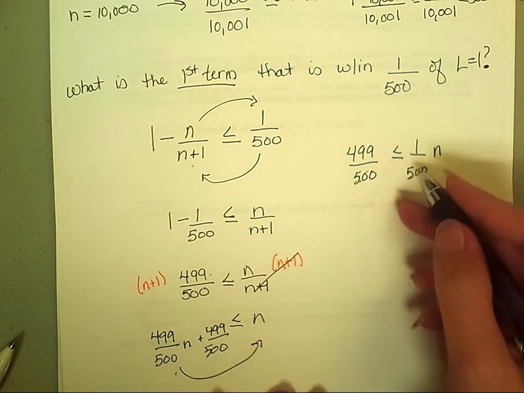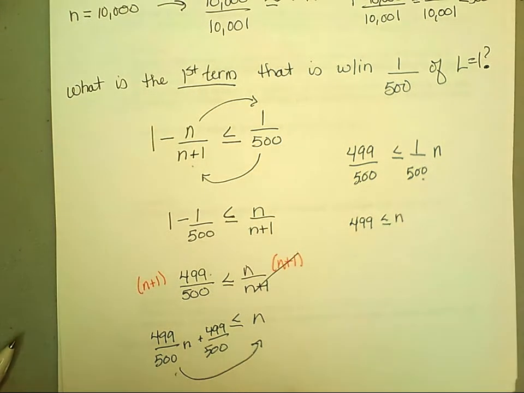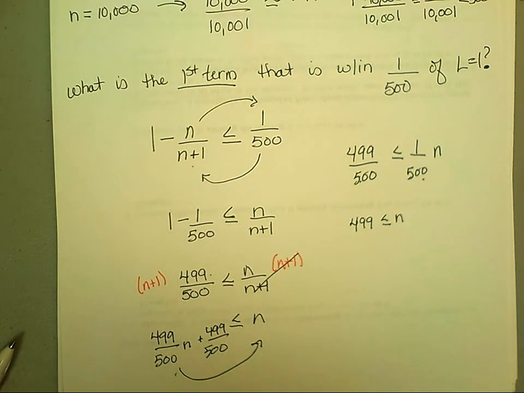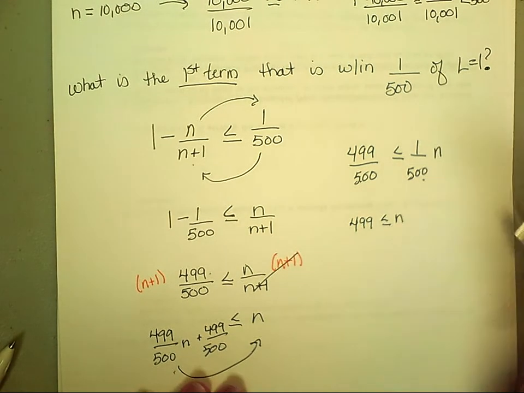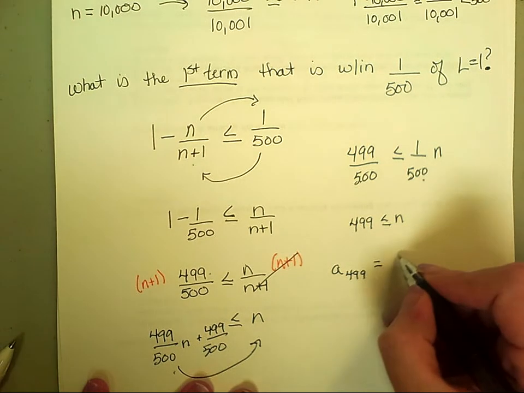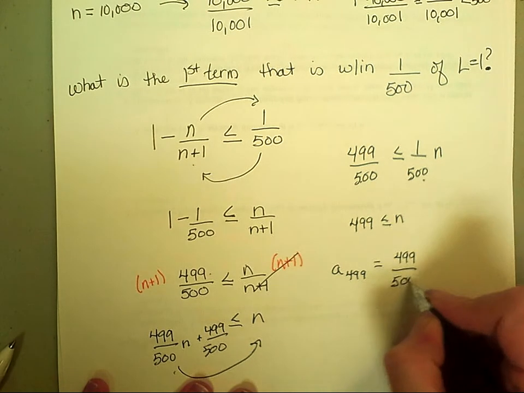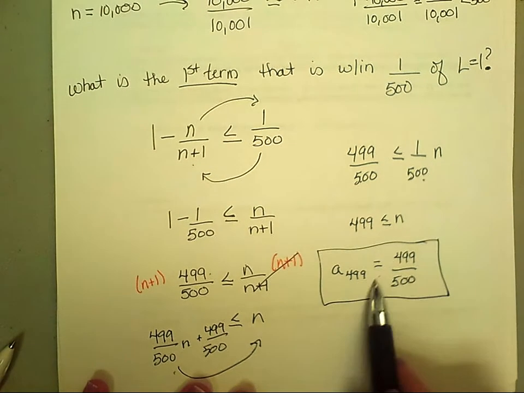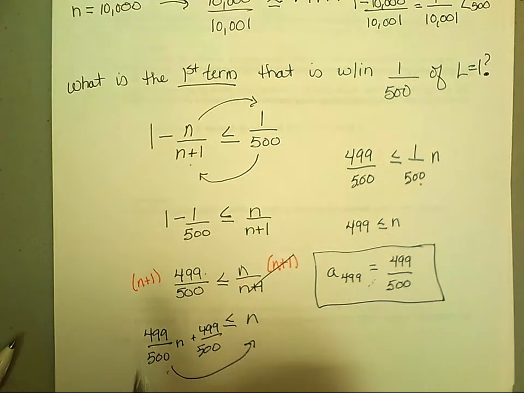And since these two are the same, we could multiply it out, or we can just see that 499 n has to be greater than or equal to 499. So when n is this number, we'll be within the limit. Now we have to figure out what term that is. That's a of 499. Remember, that's n over n plus 1, which is 499 over 500. So this is the first term that is within 1 over 500 of L.